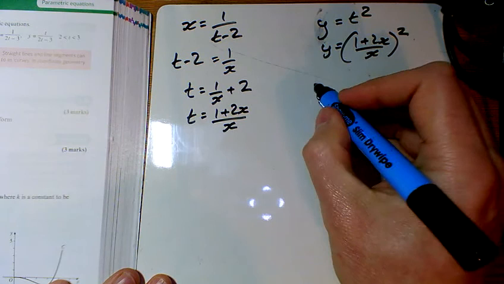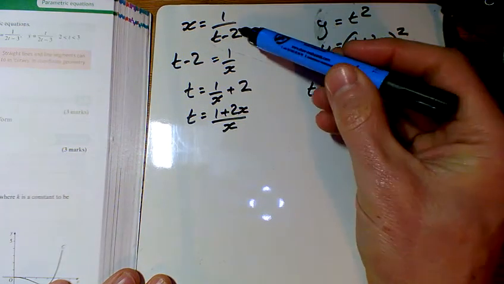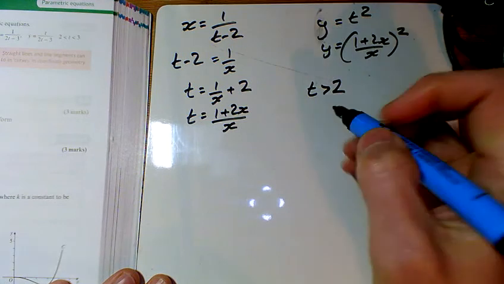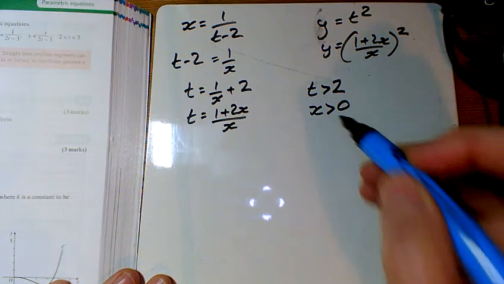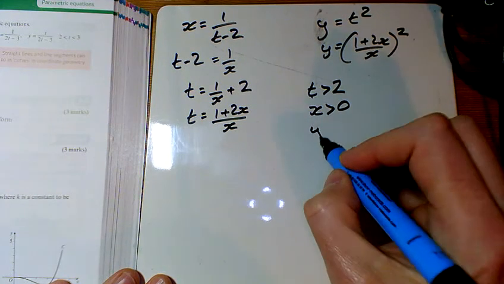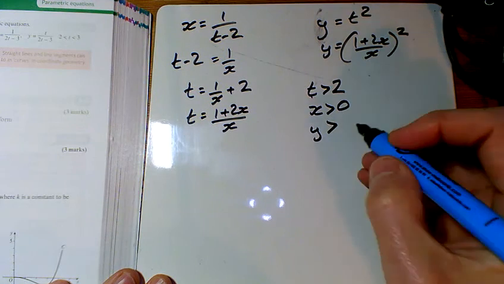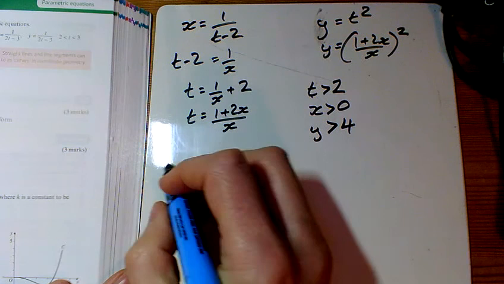The domain, we were told that t was going to be greater than 2. If t is greater than 2, then this is always positive, isn't it? So if t is greater than 2, then x is always positive, so x is greater than 0. And if t is greater than 2 there, the y values will always be greater than 4, won't they? Stick a 2 in there, 2 squared being 4.